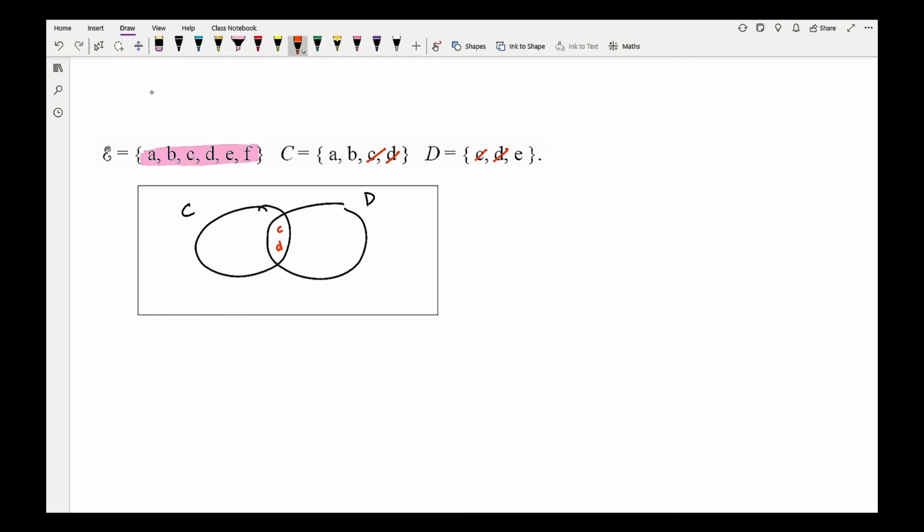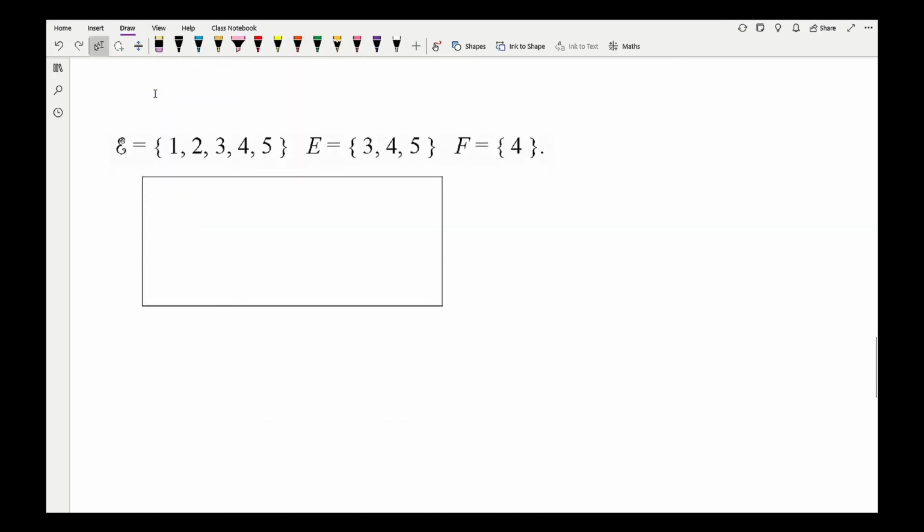So for A, I've got A and B, which is just in C, and I've got the letter E, which is just in D. Now from my total list of letters, are there any letters that I've missed out? Well, yes, I'm missing F, so F goes outside, and there is my completed Venn diagram.